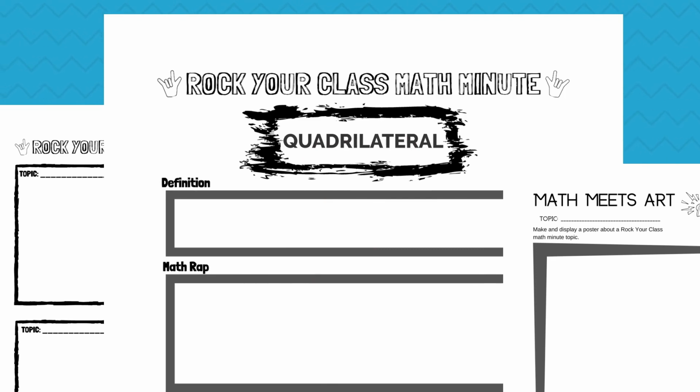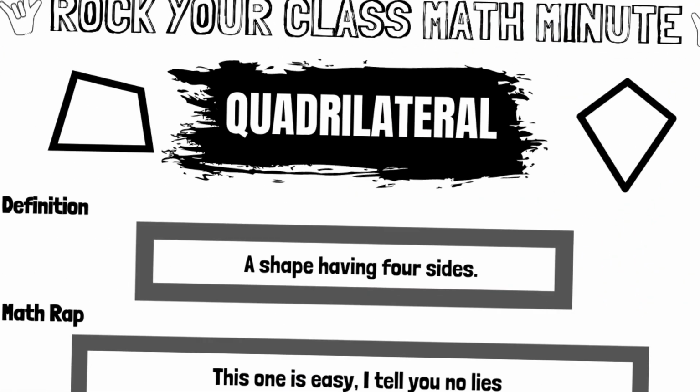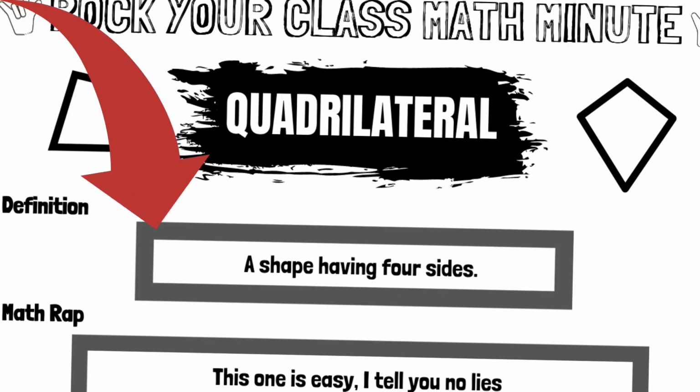Quadrilateral. What does the dictionary say? A shape having 4 sides.